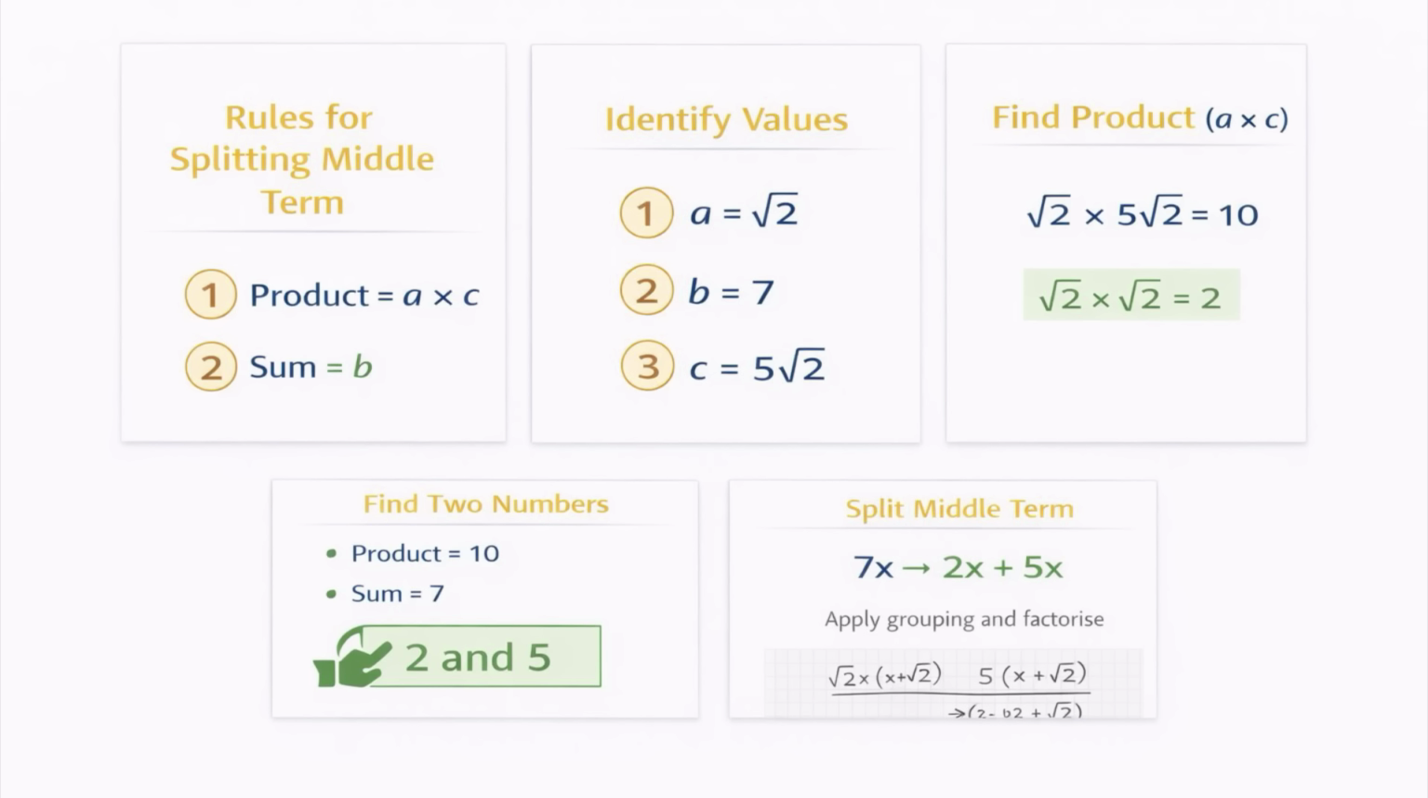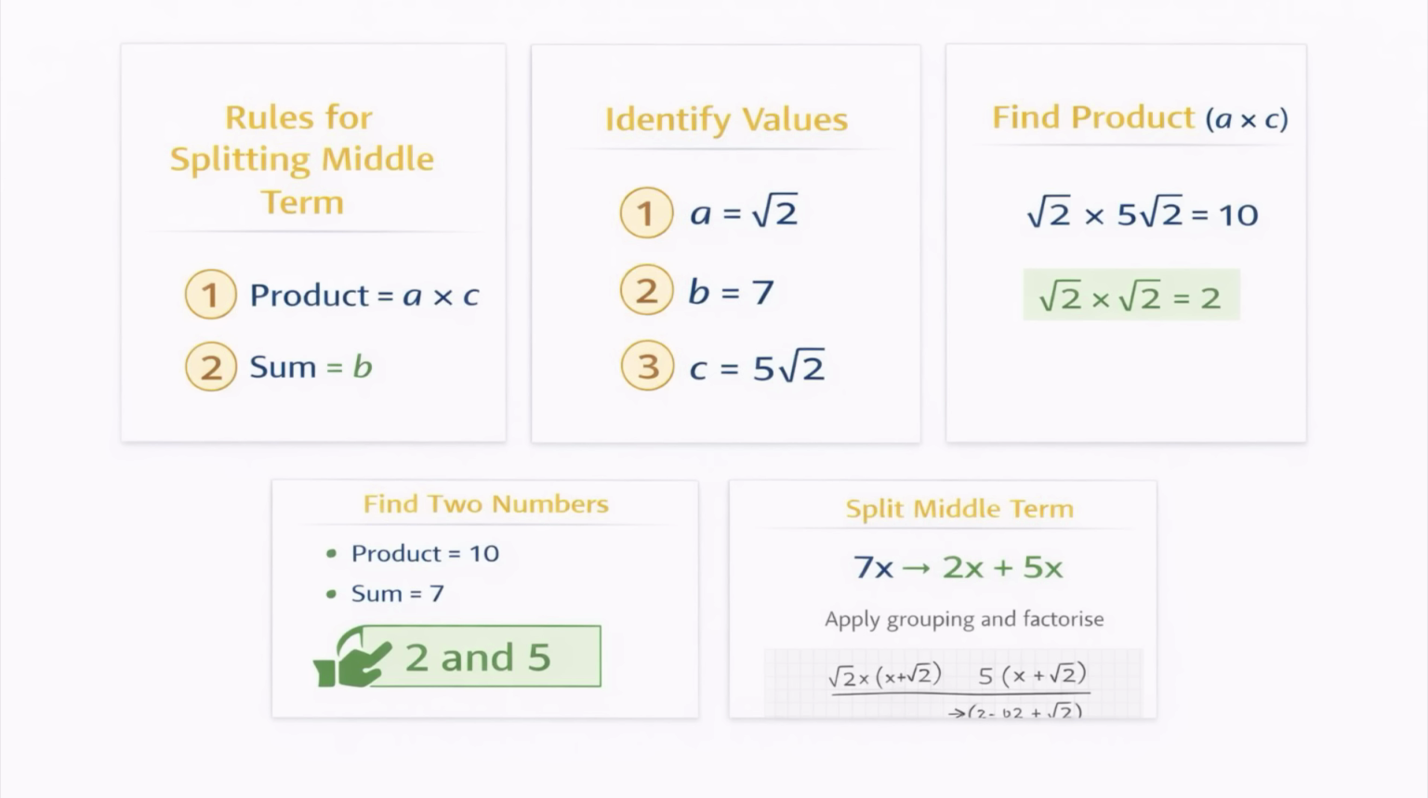Now remember only two simple rules for splitting the middle term. Rule number 1: the product of the two numbers that we are going to use to split the middle term must be equal to a multiplied by c. What is a? That is the coefficient of x squared, and c is the constant of the given quadratic equation. Rule number 2: the sum of the two numbers must be equal to b. Those are the numbers which you are going to use to split the middle term. That is all you need to remember.